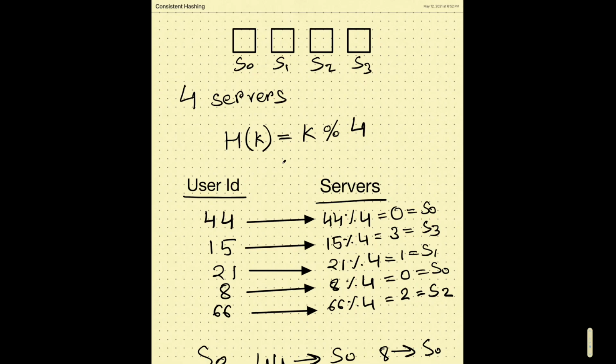Today we'll talk about consistent hashing, which is a very important concept in system design. The example we're going to look at is a distributed caching system. So let's say we have four servers, S0, S1, S2, and S3. We're going to use these four servers to cache data. So whenever a piece of data comes in that we need to cache, we should cache it in one of the four servers over here.